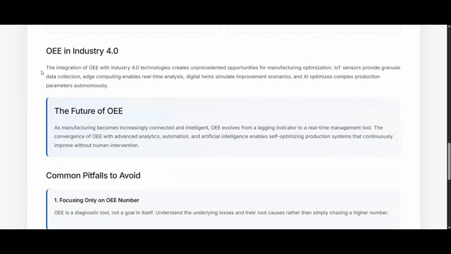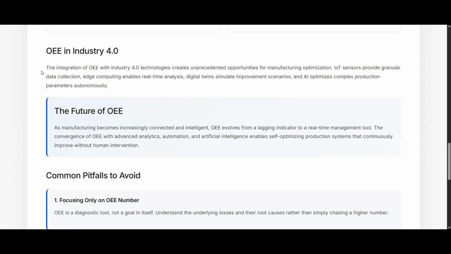Okay, Industry 4.0, another important topic. Now we move into the world of Industry 4.0. This is where OEE meets smart technology. IoT sensors capture every little movement, every downtime event, every variation in speed or quality. Edge computing processes that data instantly right where it is generated, enabling real-time decisions.